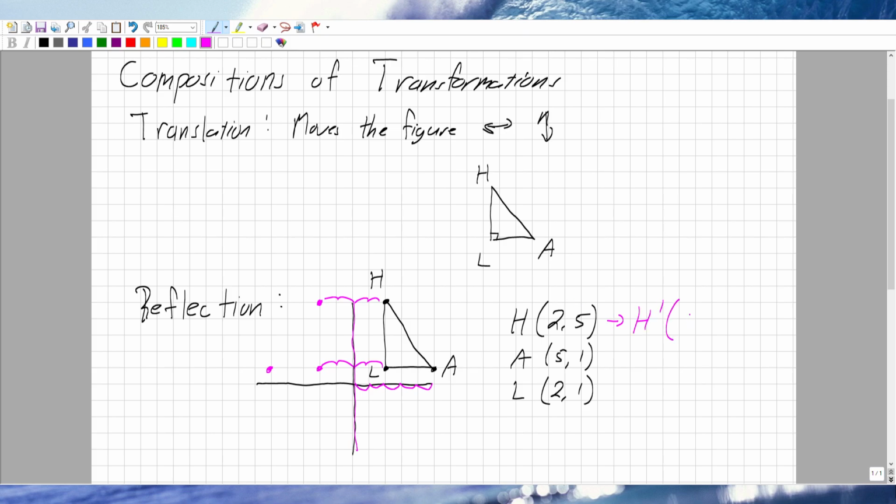So we'd have H prime, which, if we remember, would be at 2, negative 5. No, wait, that's not right. Negative 2, 5. Let's get your positives and negatives correct, Mr. O'Neill. Come on, you can do this. Hashtag signs matter. Hello. A prime is suddenly at negative 5, 1. And L prime is now at negative 2, 1. So going over to the other side, we have H prime, L prime, sorry, and A prime. So that Hal now looks like this.